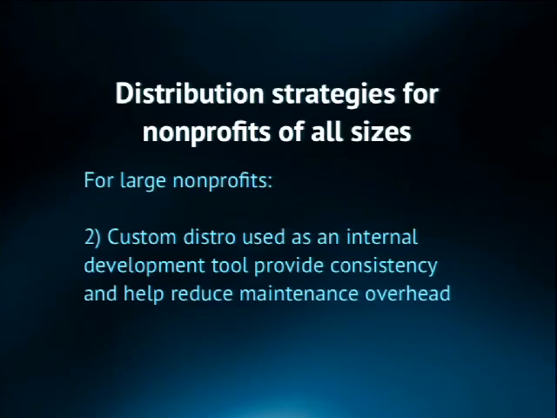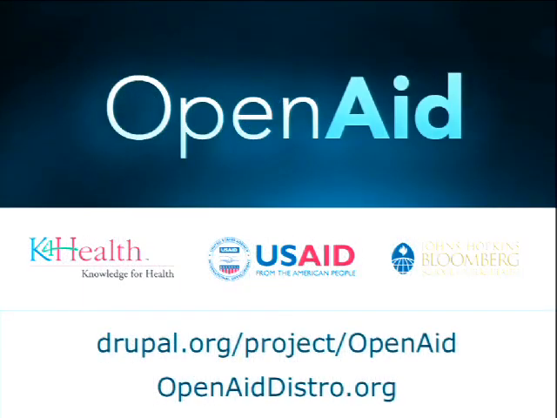And like Lydia said before, as we went through this process, we recognized that what we were building would be useful beyond K for Health and their affiliates. And we put some work into making it not just a development distribution, but an actual end user distribution. And that's what we eventually released as the OpenAid distribution.